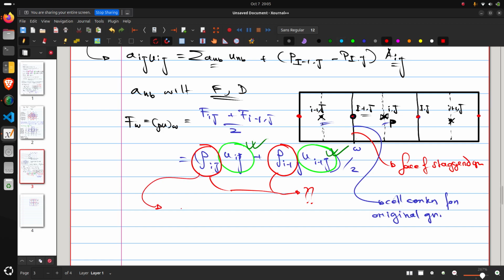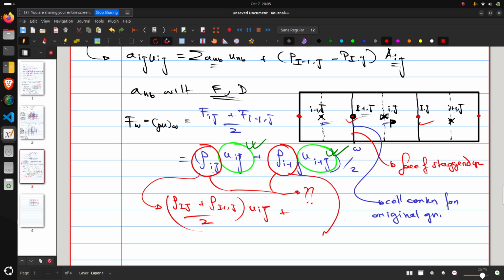So this rho small i capital J, we can write as an average of these 2 points, which is rho capital I capital J plus rho capital I minus 1 capital J by 2, times u small i capital J, and plus the next term, which is the average of these 2 points. This is I minus 1 capital J and I minus 2 capital J. So this will be rho I minus 1 capital J plus rho I minus 2 capital J by 2, times u small i minus 1 capital J.